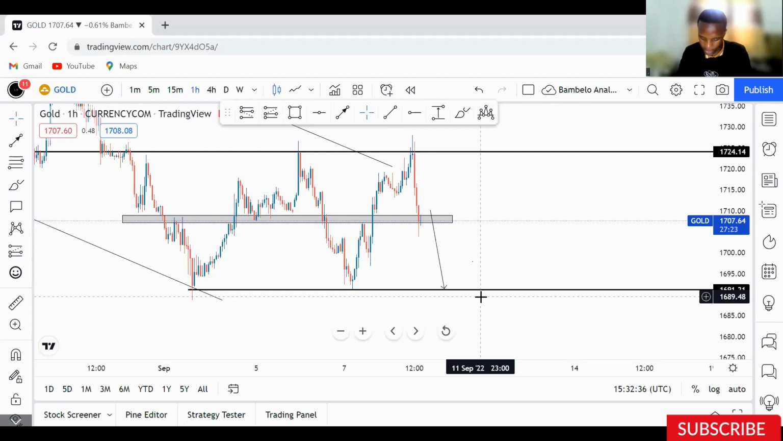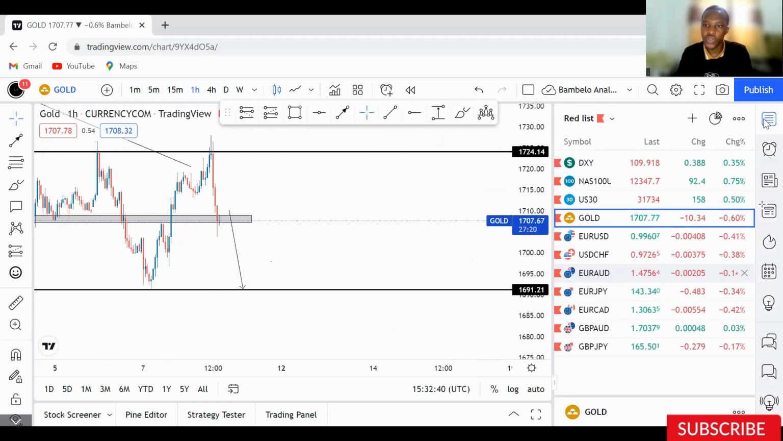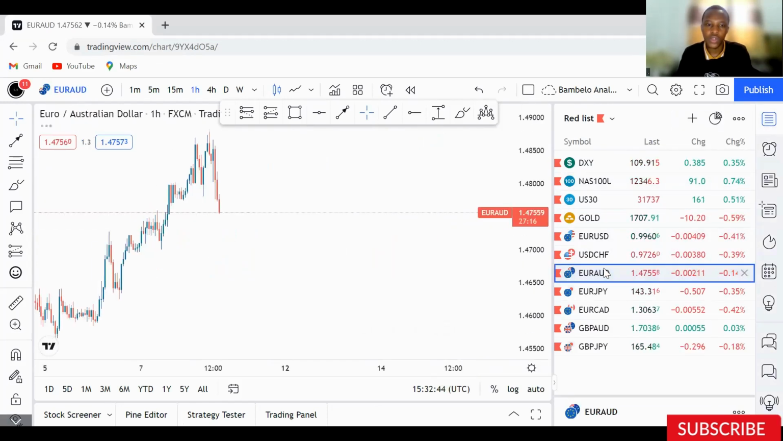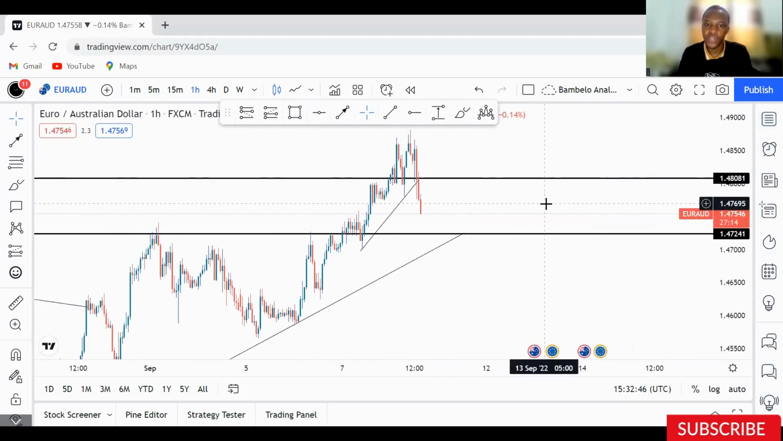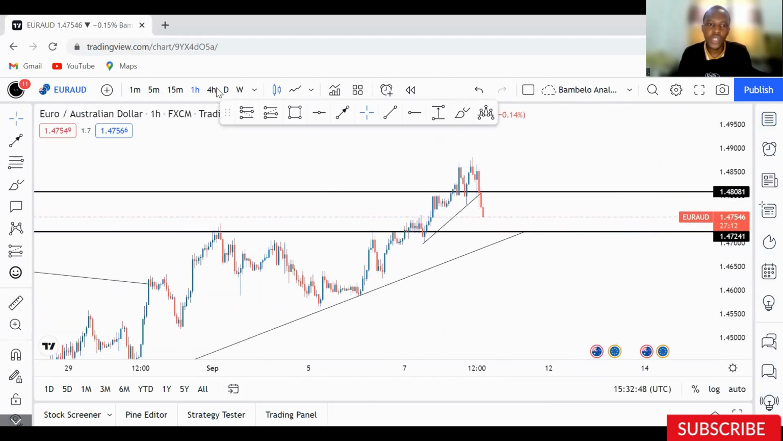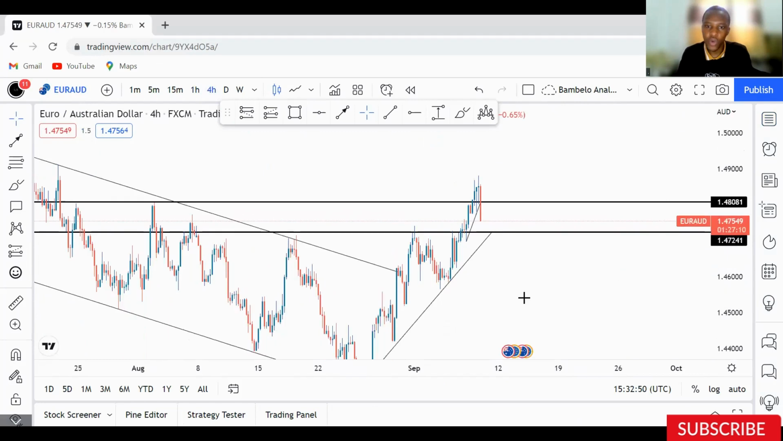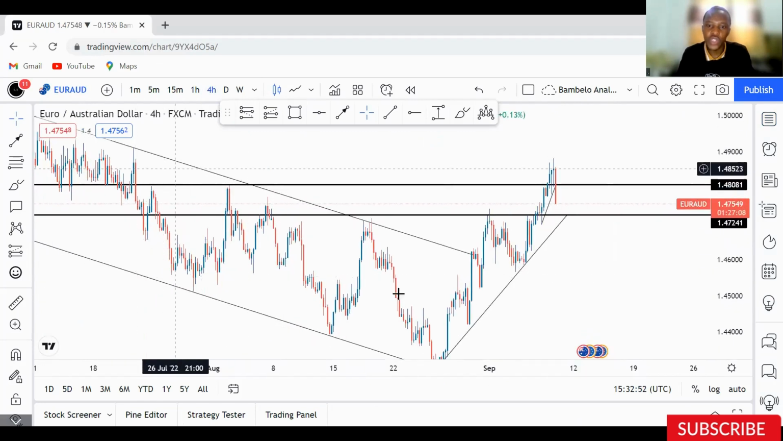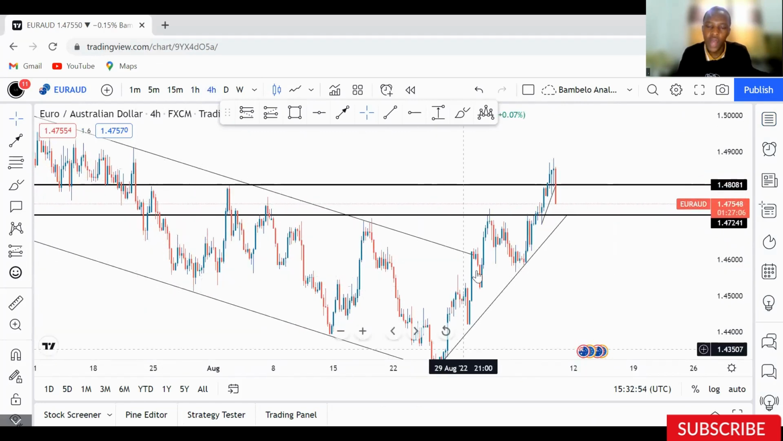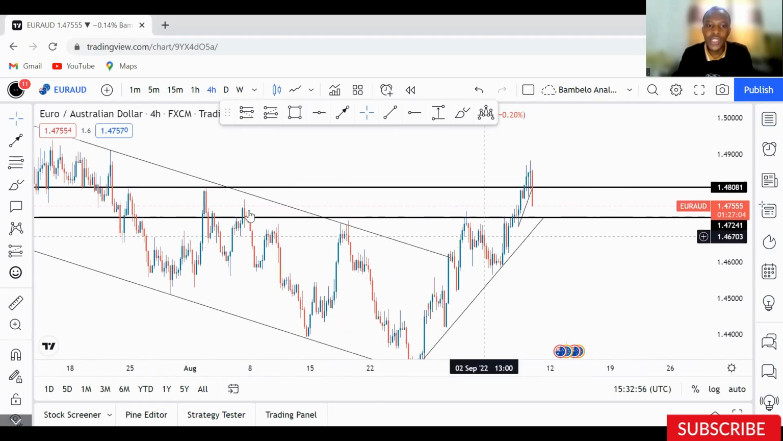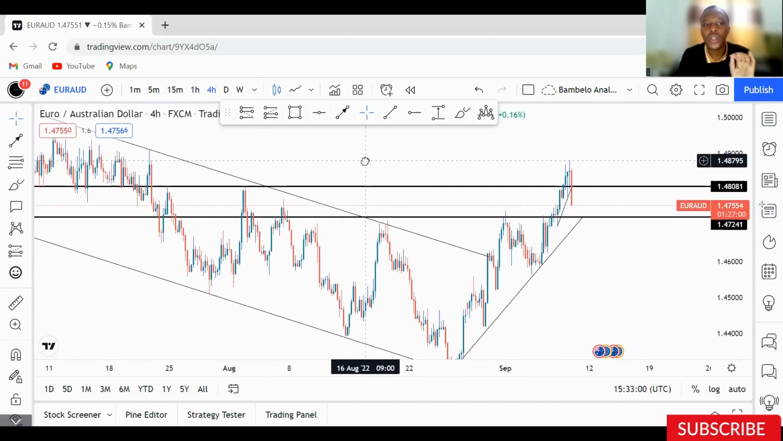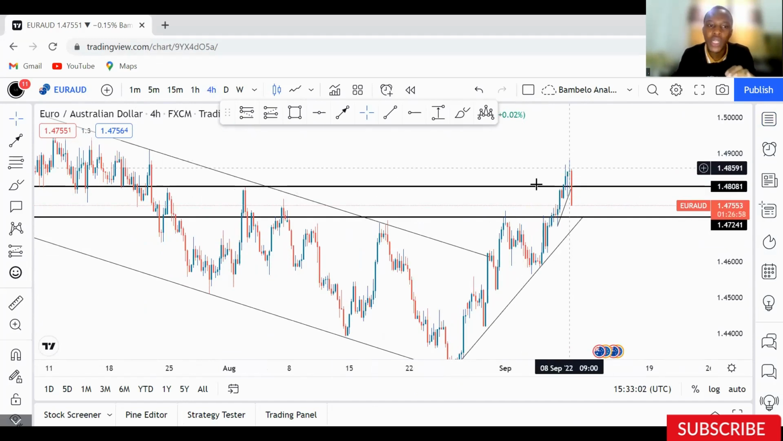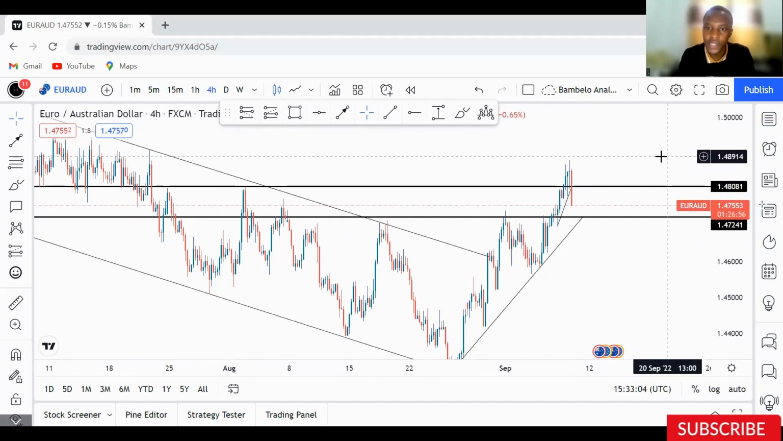Let's see what's going on with Euro AUD. Nice, perfect example. So if you look at Euro AUD, let's drop it to the 4 hours. You'll see that Euro AUD has gone from high, low, high. So this is a strong support level. And the reason why Euro AUD failed to break that one is that it is still a resistance level.